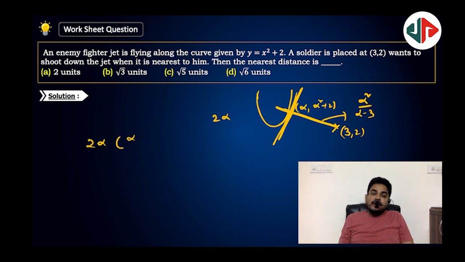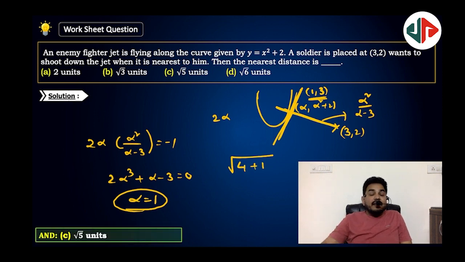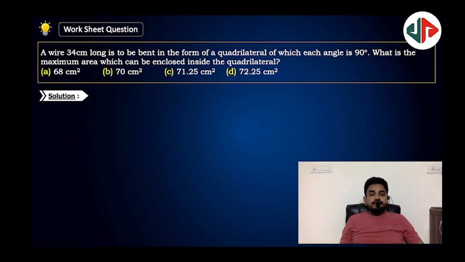2 alpha into alpha square by alpha minus 3 is equal to minus 1. So this is 2 alpha cube plus alpha minus 3 is equal to 0. So clearly alpha is equal to 1. If alpha is equal to 1, this point is (1, 3). If this point is (1, 3), what is the distance between these 2 points? Square root of (1 minus 3) whole square, that is 4, plus 1. So root 5 units will be the answer for this question. You have different approaches you can go with depending on this.